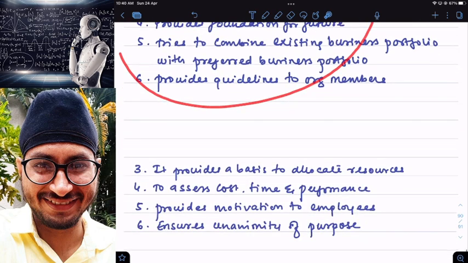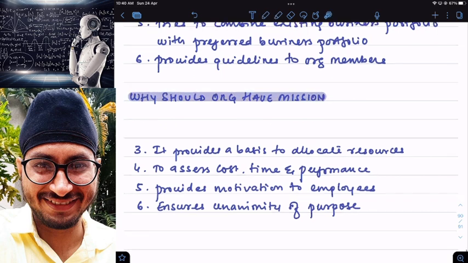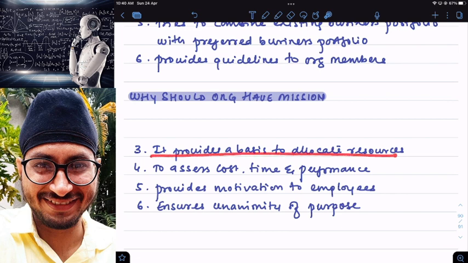Now the question comes, why should an organization have a mission? Some reasons we have already discussed. Reason number 1, it provides a basis to allocate resources. It will help me to identify my cost, time and performance. It will motivate the employees. It will ensure that everyone knows their mission.